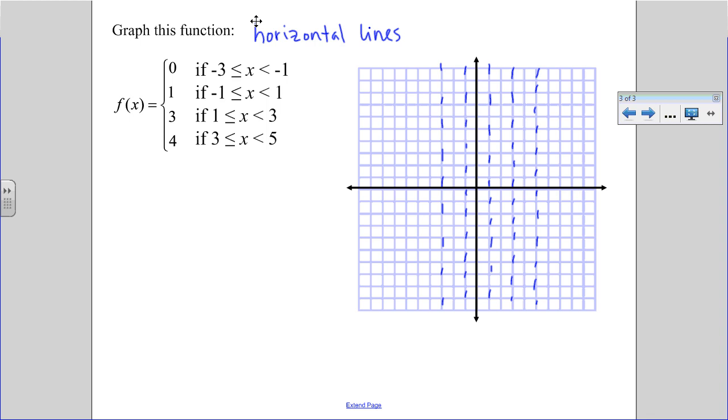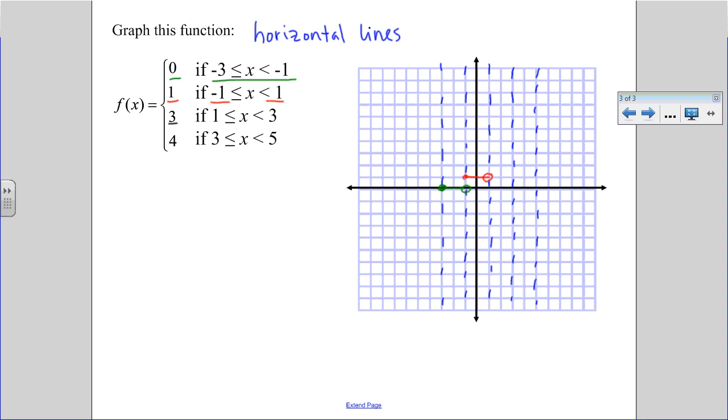So now I'm going to take a look at what I need to graph. I'm going to graph 0 from -3 to -1. But x is going to be greater than or equal to -3. So at -3, I have this closed circle. I have this horizontal line at 0. But at the -1, I'm just less than. I'm not equal to it. So I have this open circle there. Now if we take the next one, I'm going to be 1 from -1 to 1, but I can be greater than or equal to -1. So I'm going to have a closed circle at the -1 step, and then an open circle at 1.